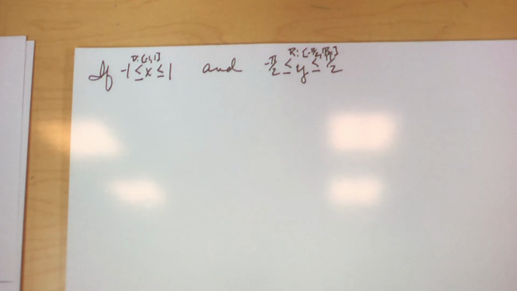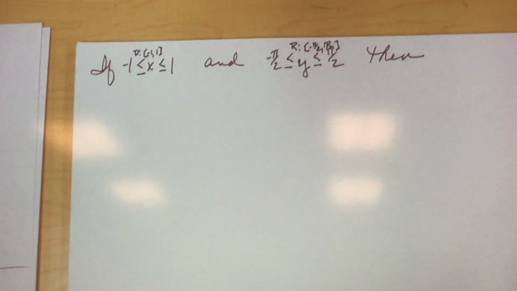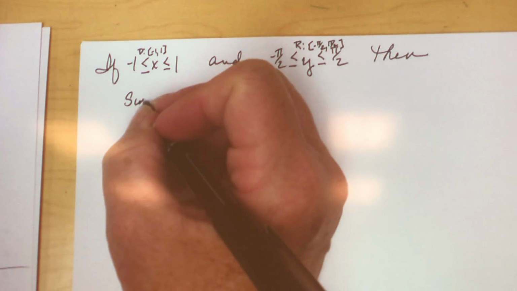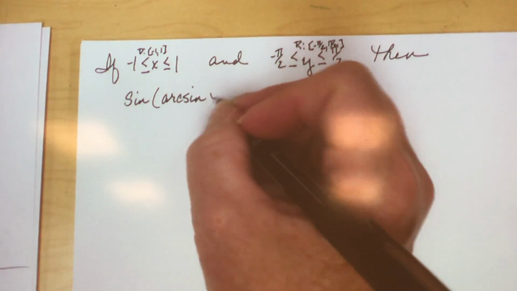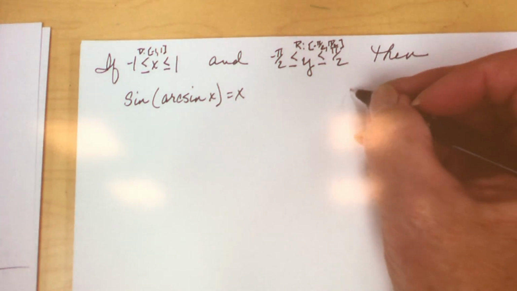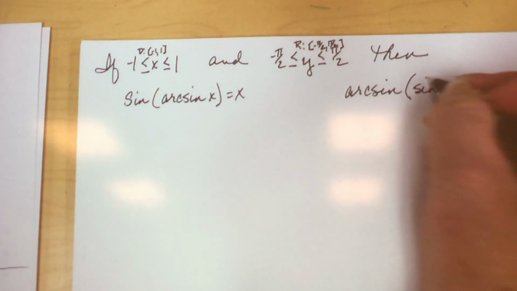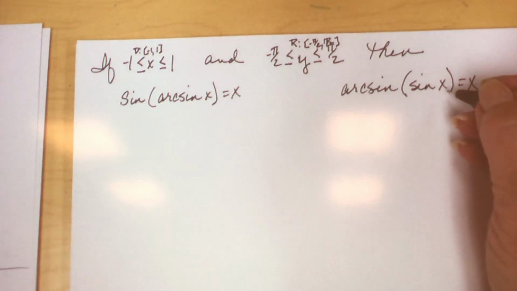We've been saying it using interval notation, and all of a sudden they popped up and said, hey, what about some set notation? Then, this is an if-then statement. The sine of the arc sine of x is equal to x, and the arc sine of the sine of y is equal to y.